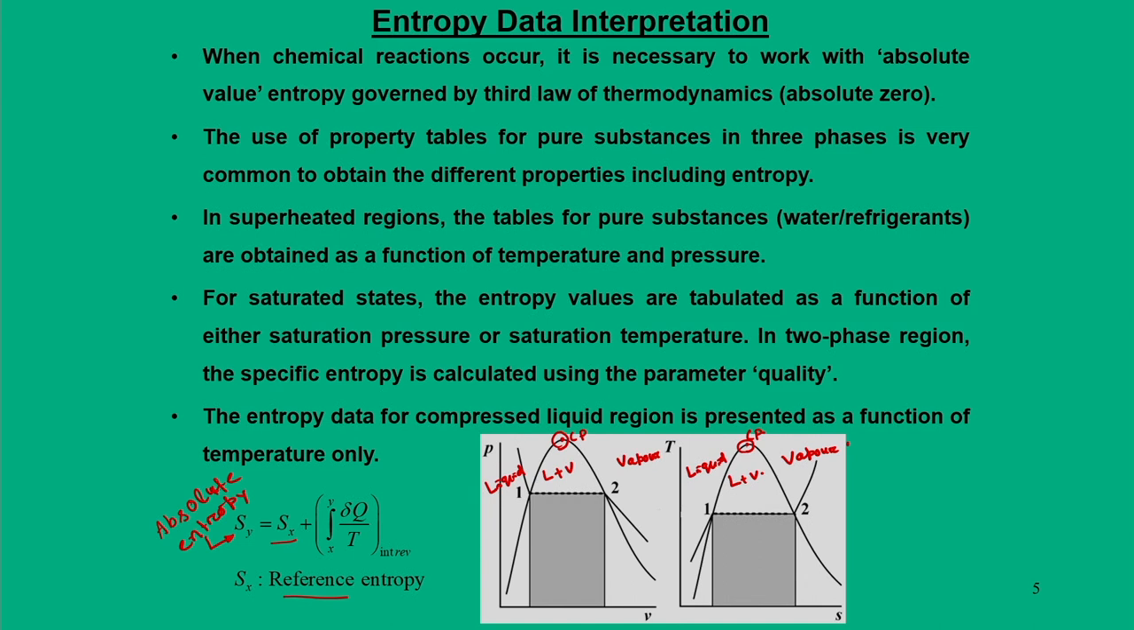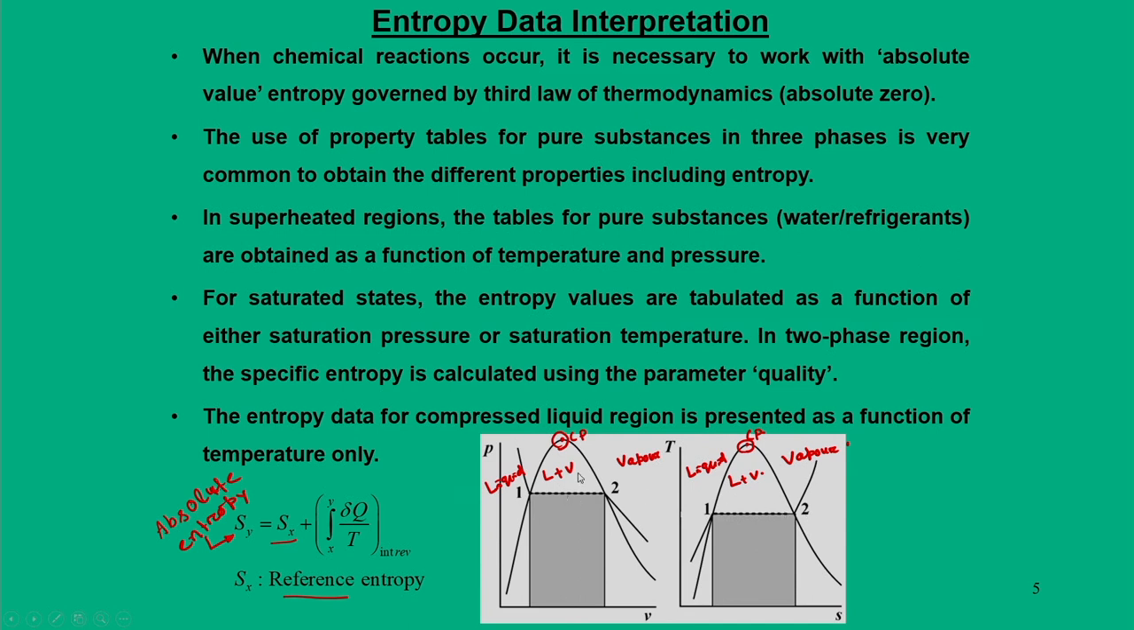If you want to find the property value, and in this case we talk about entropy, we essentially look at which region we are putting our attention on. So, for example, if I locate a point 1 on this saturation curve, and another point 2 again on the saturation curve, point 1 denotes the saturated liquid region and point 2 denotes the saturated vapor region. Similarly, in the TS diagram here.